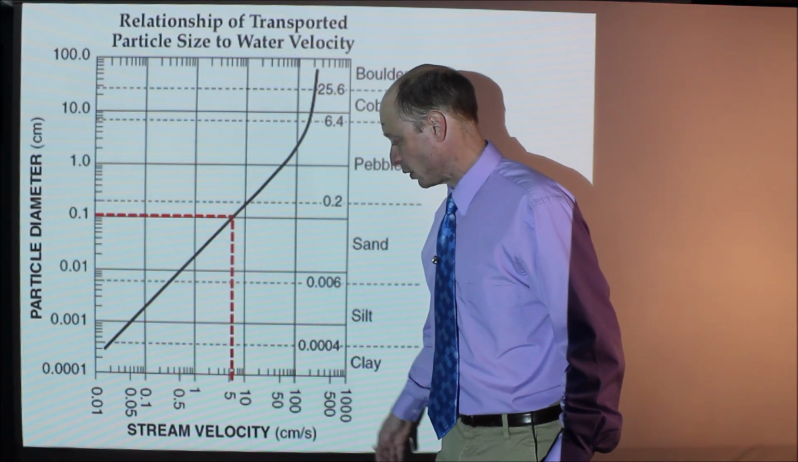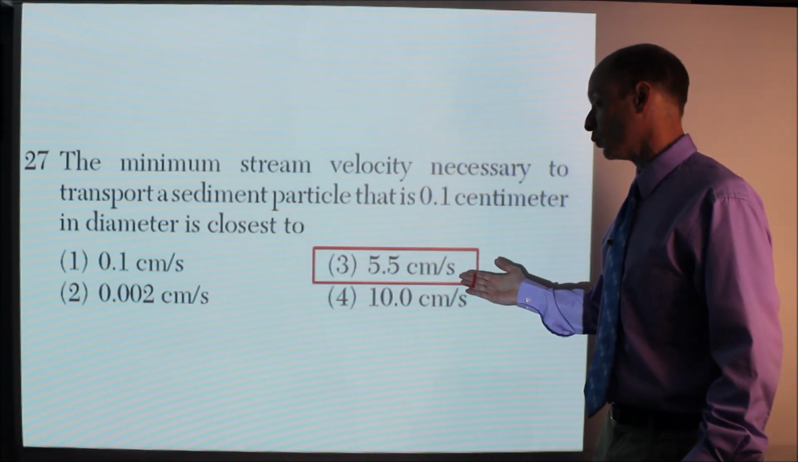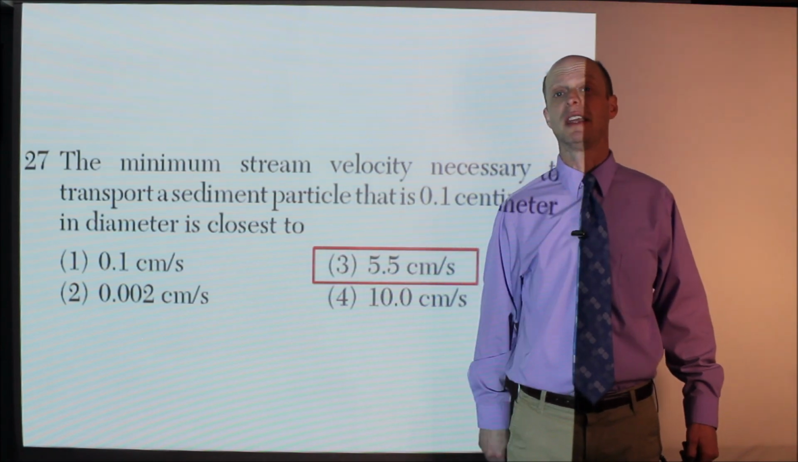Now let's look at our choices. What choice is going to be close to that? And look, that's clearly the best one, 5.5 centimeters per second. So 27 is choice number 3.